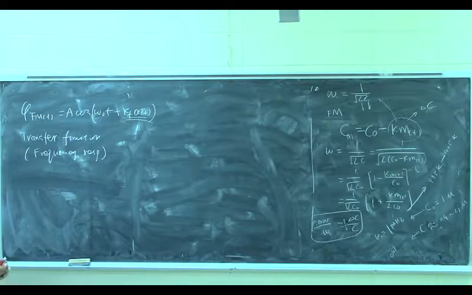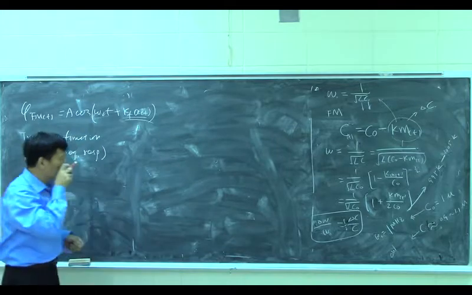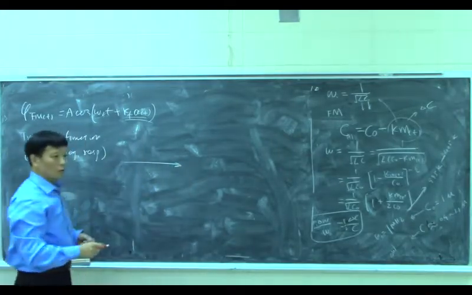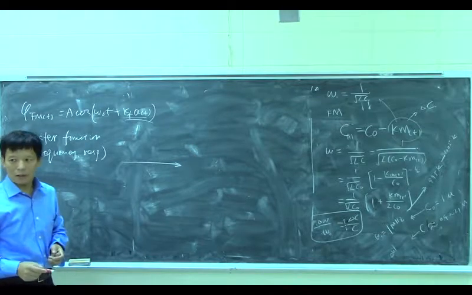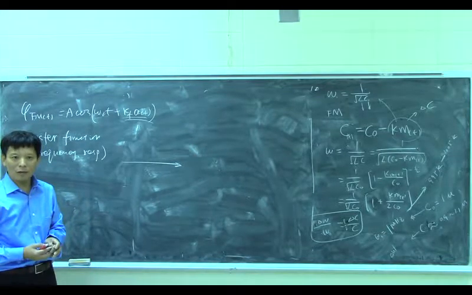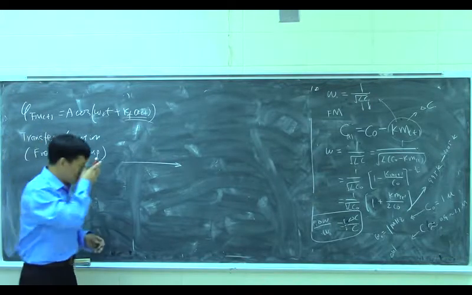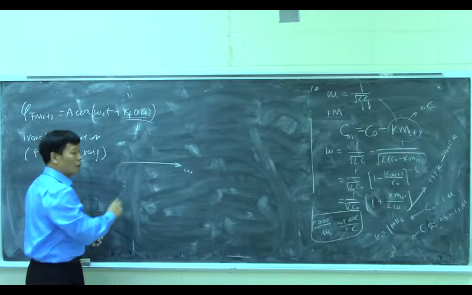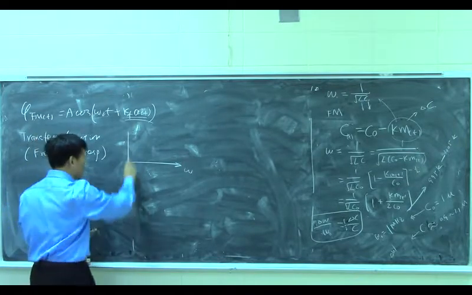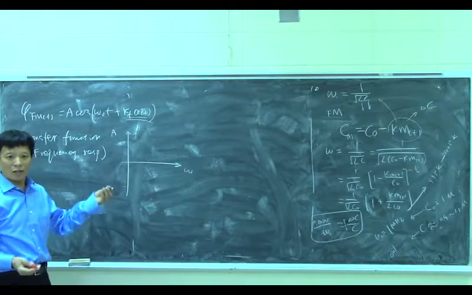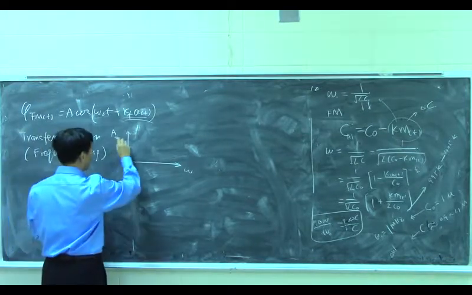I believe you know this from 3.11. For example, I give you a network, a system, and you are going to draw the frequency response. I still remember what the frequency response looks like. This axis here is frequency, and this one here is the amplitude, or the gain, which is a function of frequency.